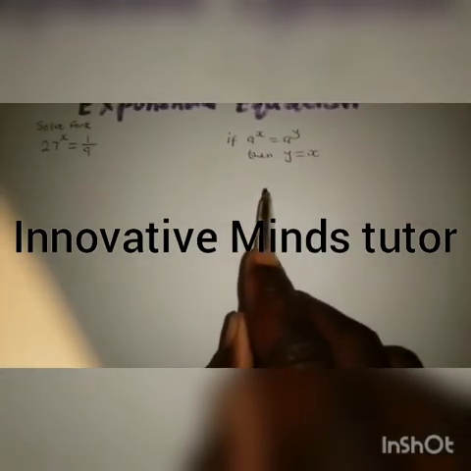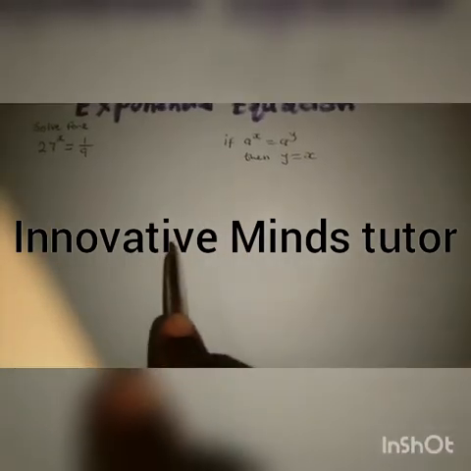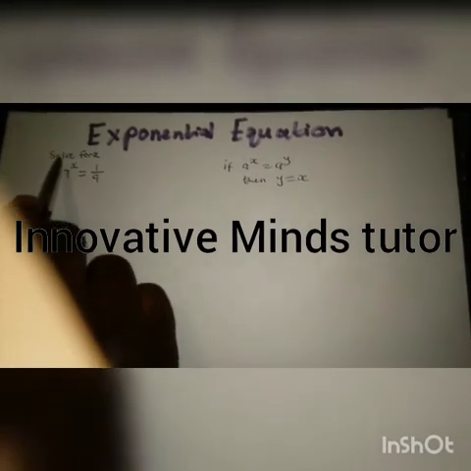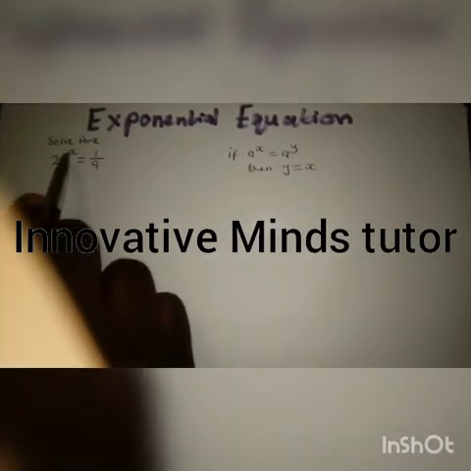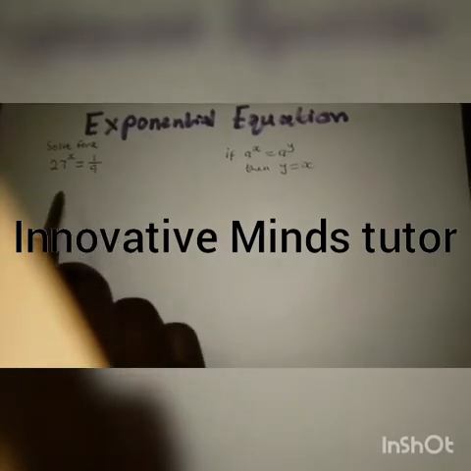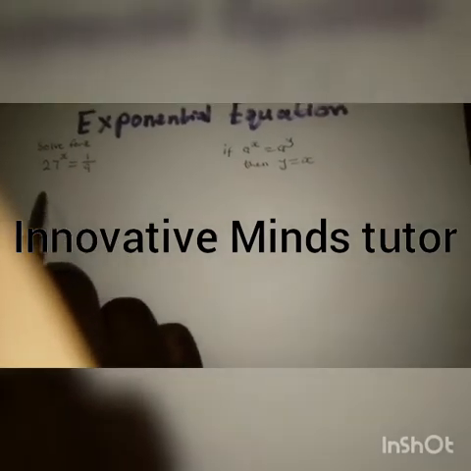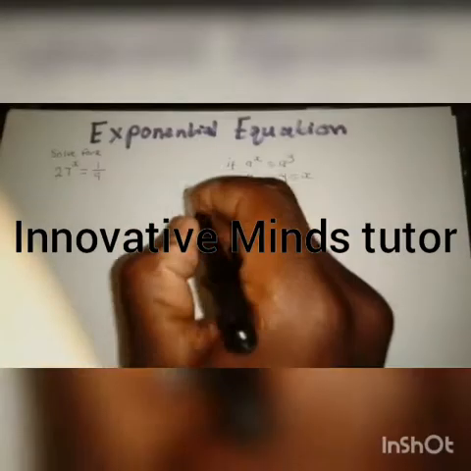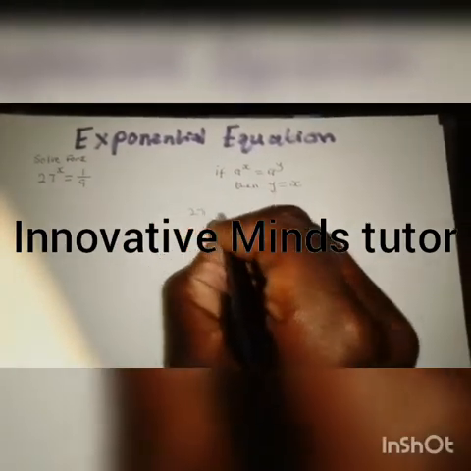So it is important to know the laws of exponents when solving an exponential equation. Consider this equation. Solve for x, given that 27 to the power of x is equal to 1 over 9. Remember, we need to ensure that on both the left hand side and right hand side, the bases are the same. But how can we do that? We need to change 27 into exponential form.